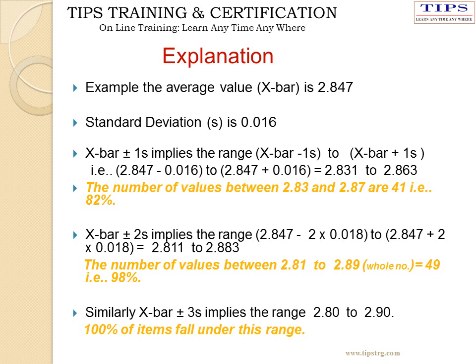Now we will explain this normal distribution calculation. For example, if for any data the average value, that is the mean value x bar, is 2.847, and its process standard deviation, that is sigma value, is 0.016, then for calculating 1 sigma, we will use the formula x bar plus minus 1 sigma. X bar is 2.847 plus 1 multiplied by 0.016. Same way, 2.847 minus 0.016, so your range is 2.831 to 2.863. Similarly, for 2 sigma values and 3 sigma values, we will calculate the range for the normal distribution curve.